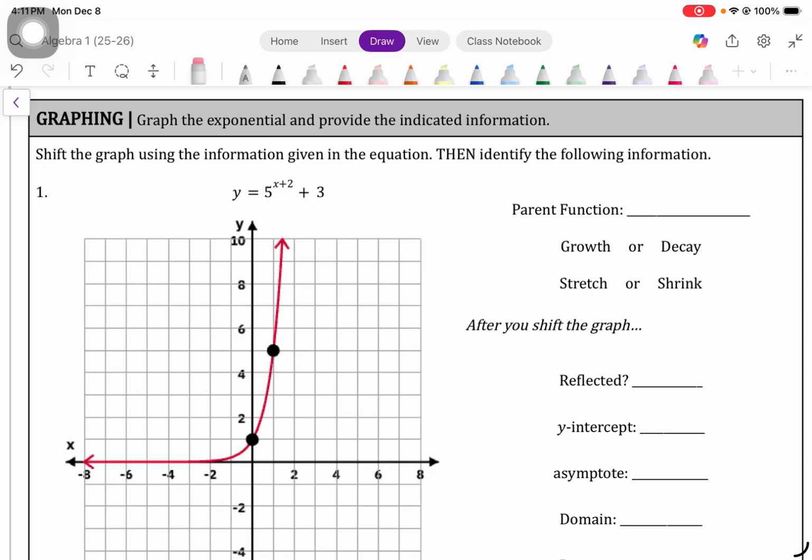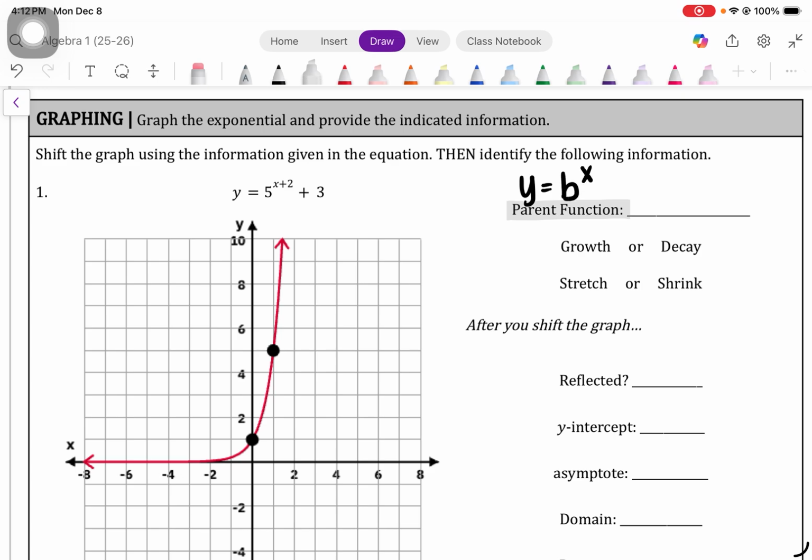Hey algebra students, here are your 7.4 part 2 notes where we are going to be graphing our transformations of functions. In this first graph, you might notice that we have already been given our parent function graph. So what we need to do is make sure that we identify what is our parent function. So remember, your parent function is always just y equals b to the x.